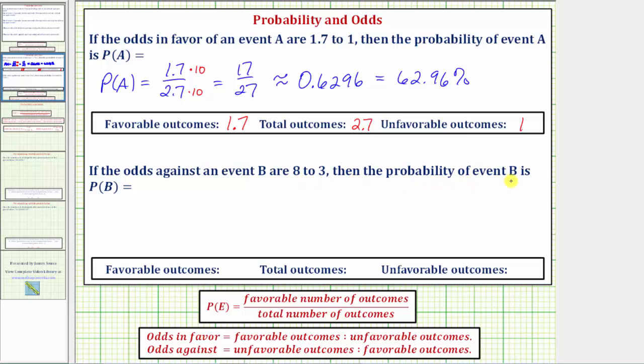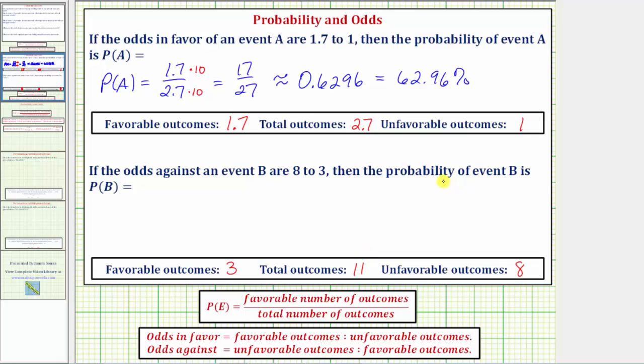Looking at our second example, if the odds against an event B are 8 to 3, then what is the probability of event B? So because here we're given the odds against an event B, 8 is the number of unfavorable outcomes, and 3 is the number of favorable outcomes. And therefore the number of total outcomes would be 8 plus 3, which equals 11.